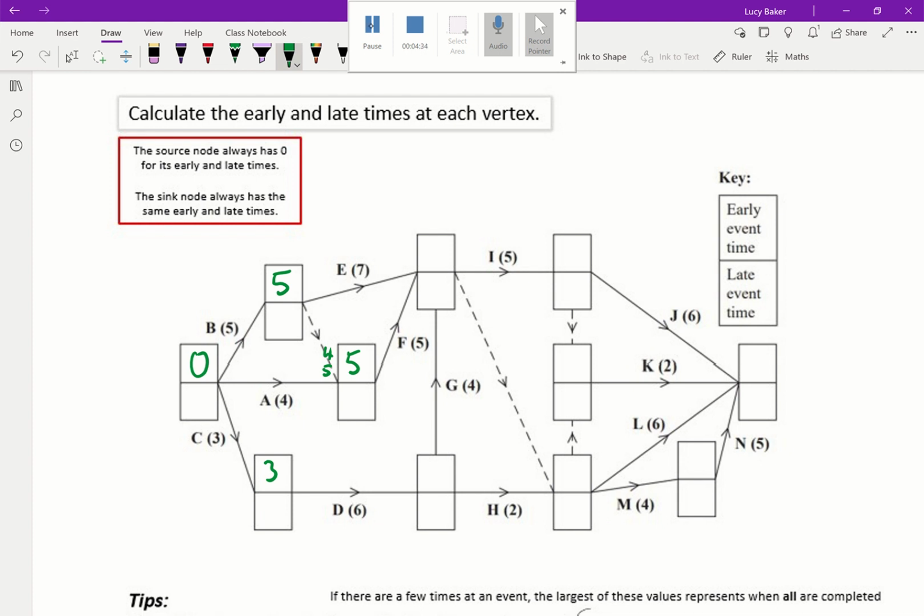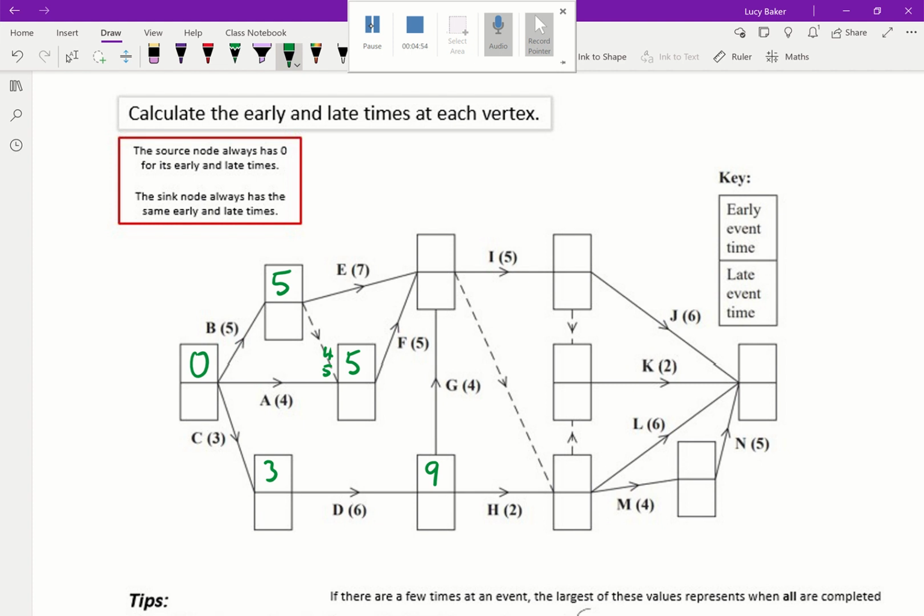Okay, let's keep going. Let's go for D. There's only one way to get to the next box. So that's going to be 9. I'm going to add 6. The earliest I can get there is 9, because I'm at a time of 3 over here. I need to add 6 to that.